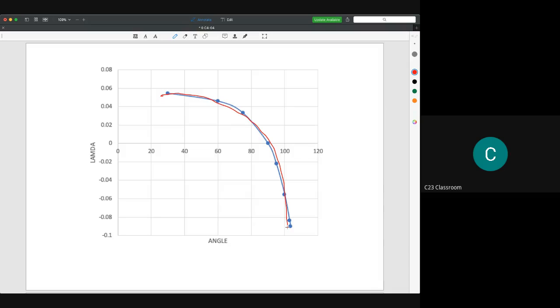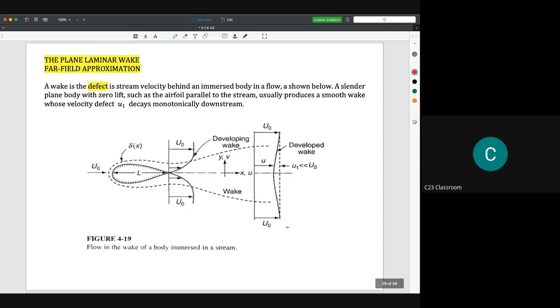So you need the ability to evaluate your equation with a graph, because sometimes you could see the whole situation by looking at the trend of the graph. Okay, so that is about the separation. And then another phenomenon that occurs when you have a separation is called the wake.